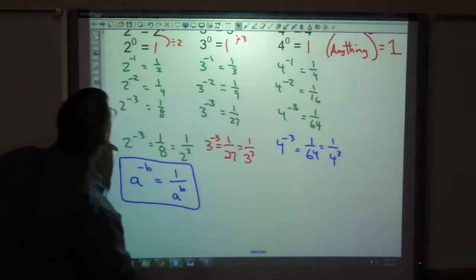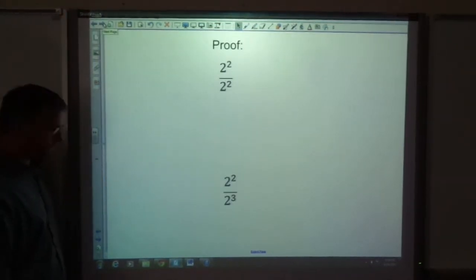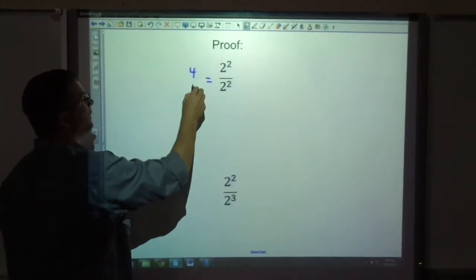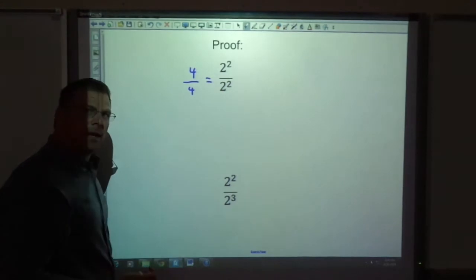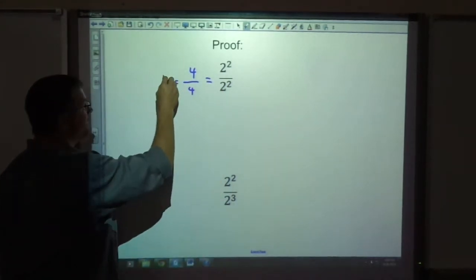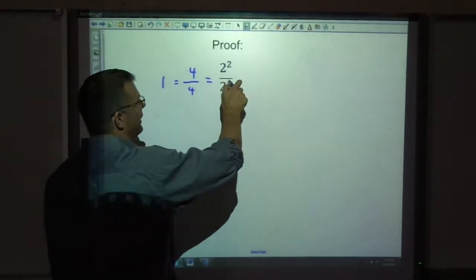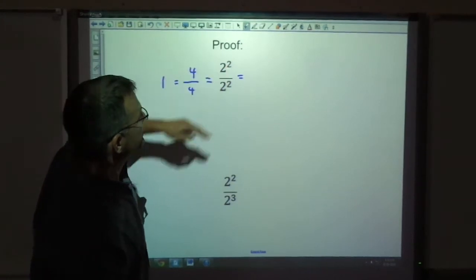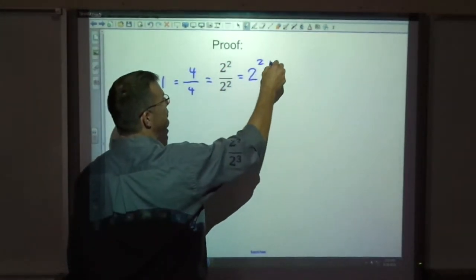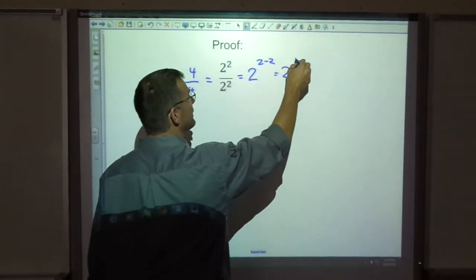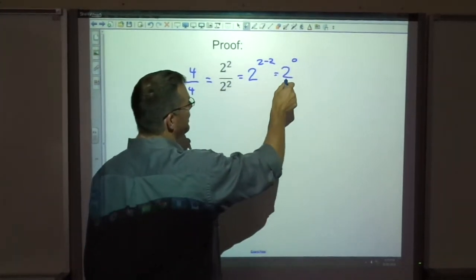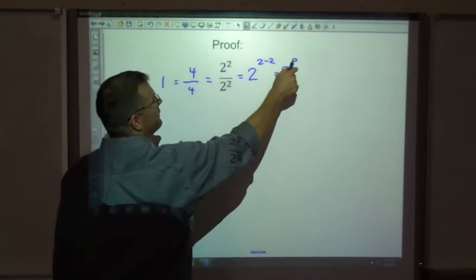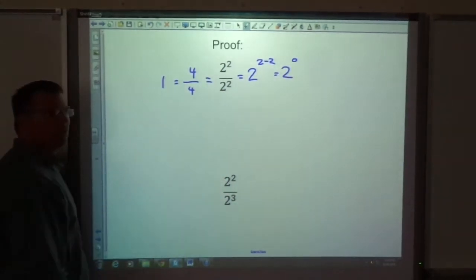Here's a proof. It's another way to think about it. 2 to the 2nd over 2 to the 2nd. Well, we know 2 to the 2nd is 4, and 4. And anything divided by itself is always 1. So let's think this way. You know the division rule now. When you have exponents, when you divide, you subtract. So this means 2 to the 2 minus 2 power, which is 2 to the 0 power. So 2 to the 0 must equal 1. Something to the 0, now we can connect back and say that must equal 1.